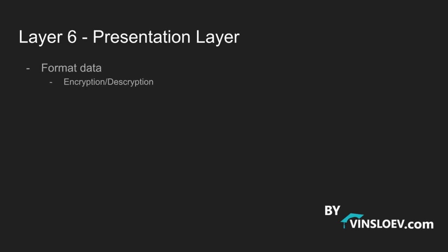Then we have layer 6, which is the presentation layer. This is the layer that is right below the application layer. This is where our data is getting transformed into a format that our application can understand. For example, when we have some packages that got sent to us, it is layer 6 that is transforming them into, for example, XML, or doing encryption or decryption on them before they are presented in the application.